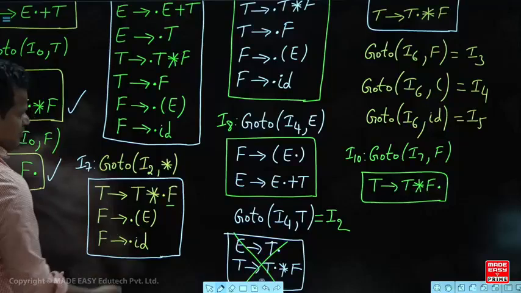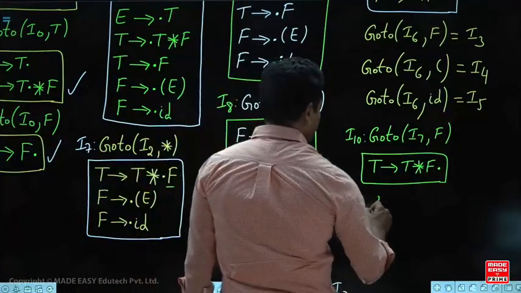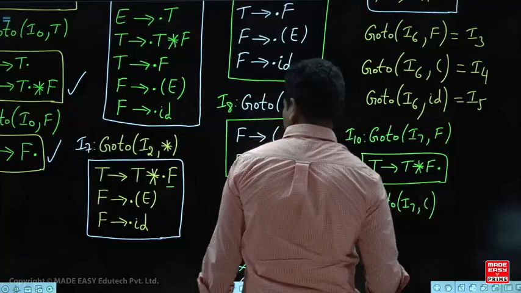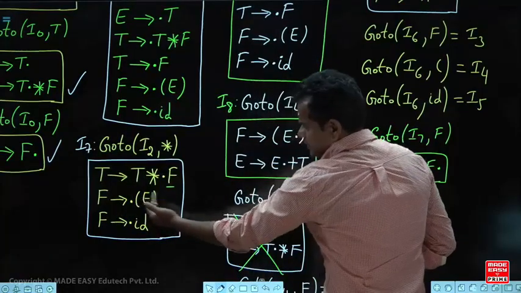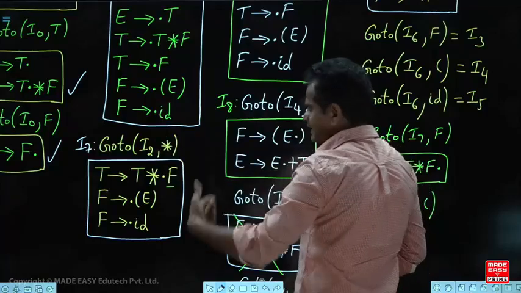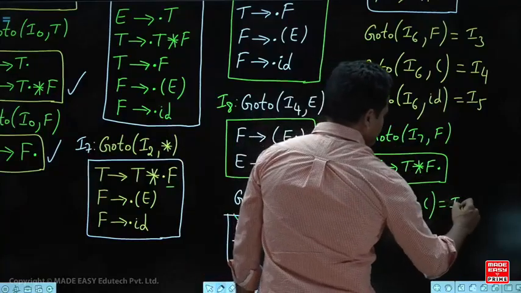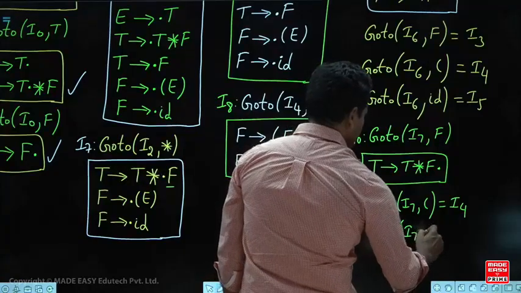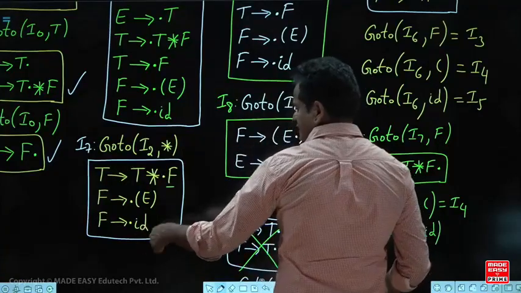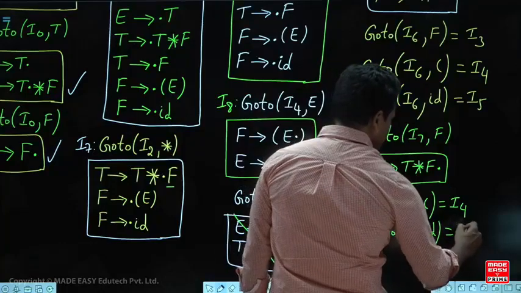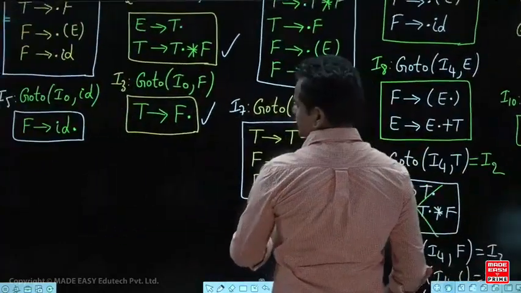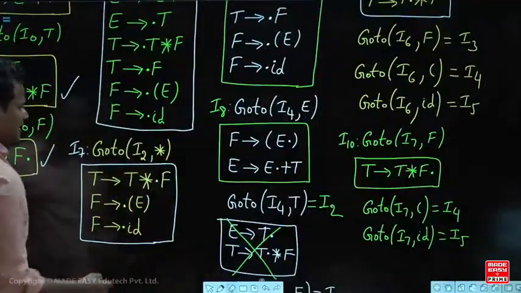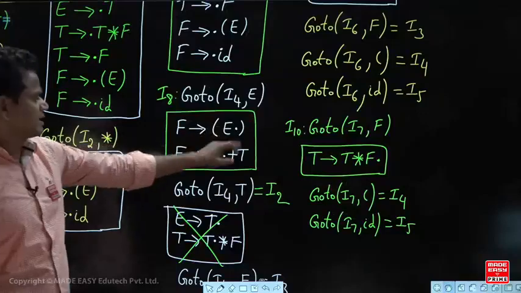Then come to go to of I7 comma open. What will you get? F derives open dot E, again T, again F, which is I4. Next go to of I7 comma ID. What will you get? F derives ID dot, which is I5. So I7 is also completed. After I7, come to I8.